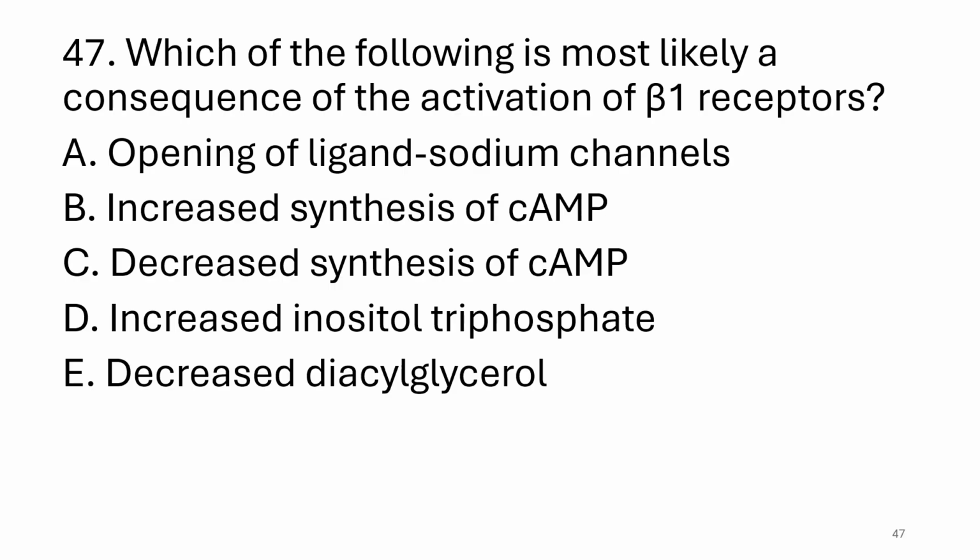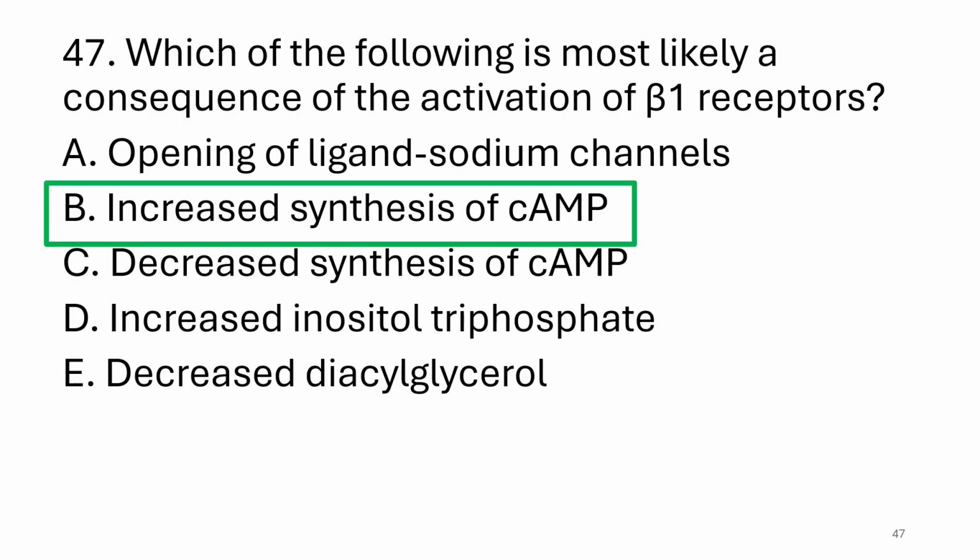Which of the following is the most likely consequence of activation of beta 1 adrenergic receptors? The correct answer is increased cyclic AMP, through activation of the Gs protein. I have a nice YouTube video, easy to remember G protein coupled receptors. Please watch that 6-minute video. You can easily understand all the receptors and second messengers for most of the medications.